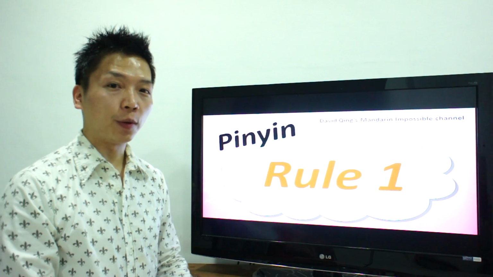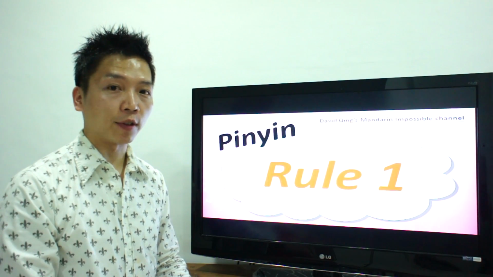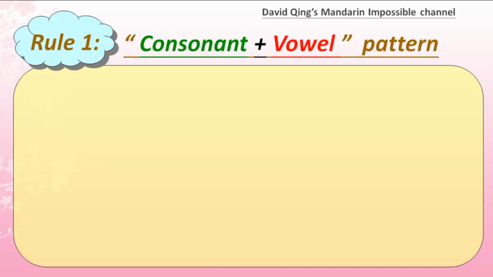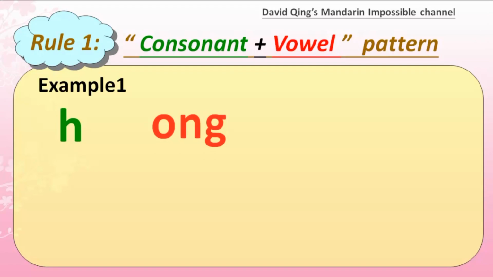Rule 1 gives you the most common way to represent the sounds of Mandarin Chinese characters. The most common and basic way to use pinyin to represent the sounds of Mandarin Chinese characters is the consonant plus vowel pattern. For example, the consonant symbol on the screen is pronounced he. The vowel symbol on the screen is pronounced ong. So, if you combine the consonant he and the vowel ong together and pronounce it with the first tone, it is pronounced hong.